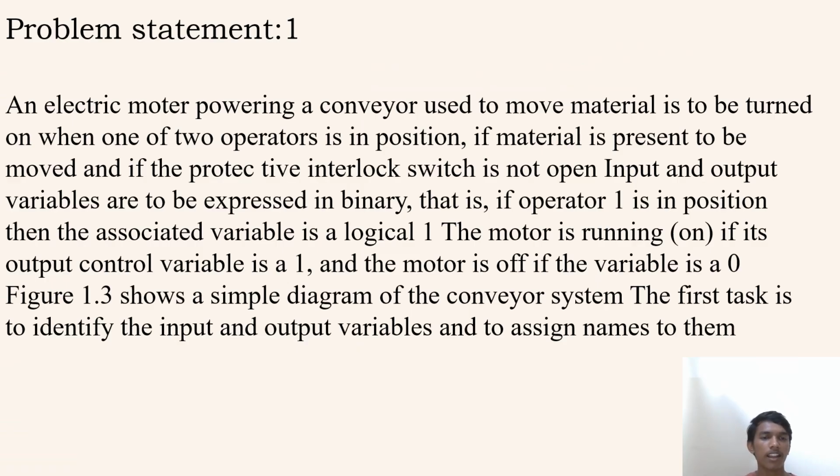Problem statement 1. An electrical motor powering a conveyor used to move material is to be turned on when one of two operators is in position, if material is present to be moved, and if the protective interlock switch is not open. Input and output variables are to be expressed in binary. That is, if operator 1 is in position, then the associated variable is a logical one. The motor is running if its output control variable is a 1, and the motor is off if the variable is a 0. Figure 1.3 shows the simple diagram of the conveyor system. The first task is to identify the input and output variables and assign names to them.